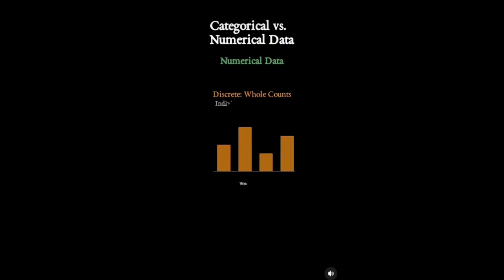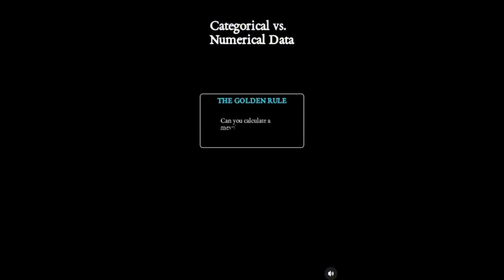Now let's talk numerical data. Discrete variables are things you count in whole chunks, like website clicks or car accidents. You can't have half a click, so we visualize these with bar graphs. But continuous variables, they can be anything. Temperature, distance, or time. Because they can be infinitely subdivided into decimals, we use smooth line graphs or histograms to see the flow. Here's the golden rule. If it makes sense to calculate an average, it's numerical. If the number is just a label, like a zip code or a jersey number, it's actually categorical.